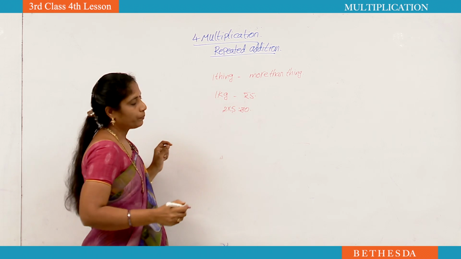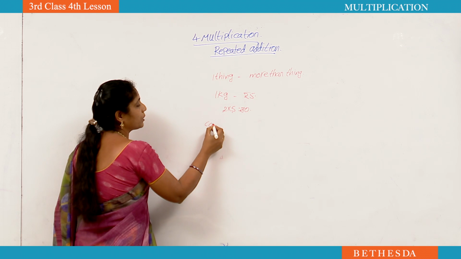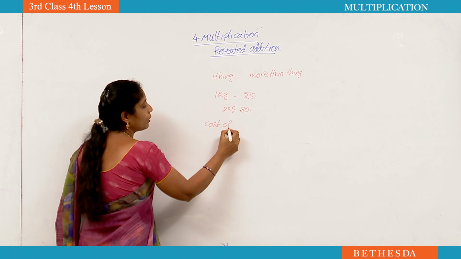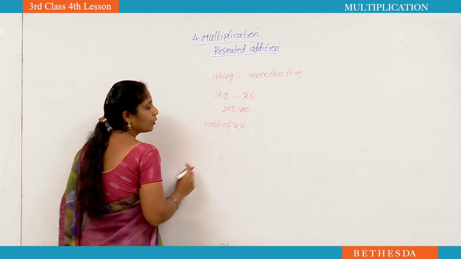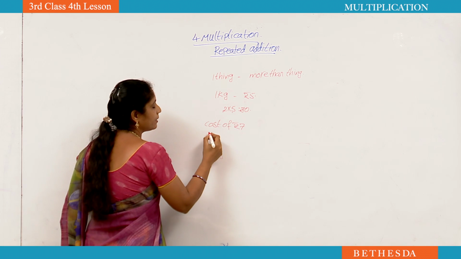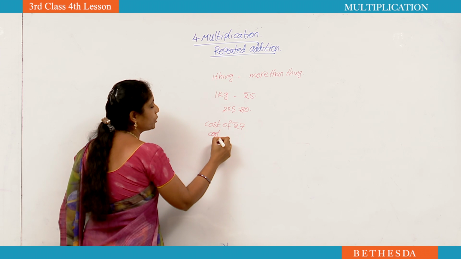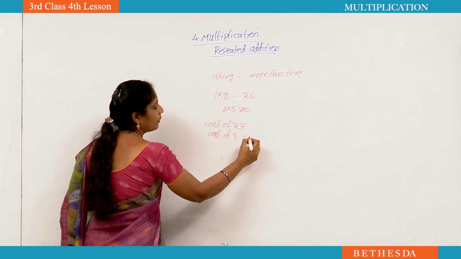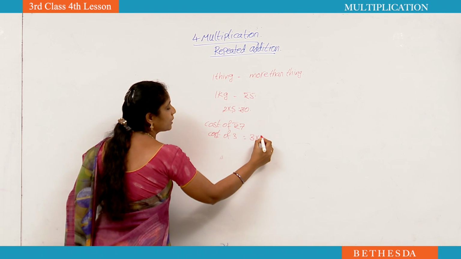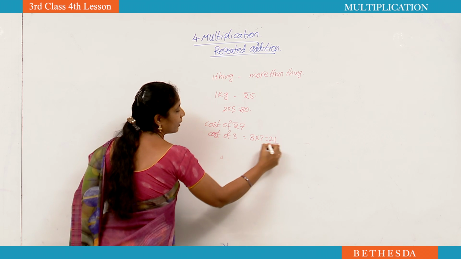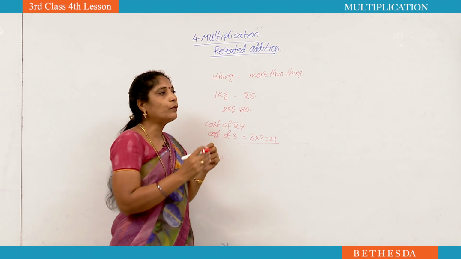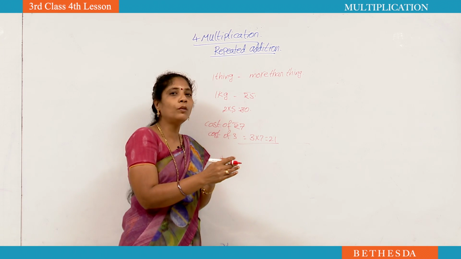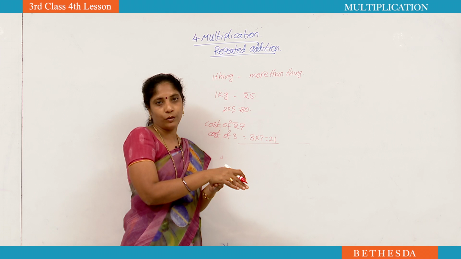For example, the cost of one chocolate is 7 rupees. You want to buy 3 chocolates. Then you have to find out the cost of 3 chocolates. Then what do you have to do? 3 into 7. 3 7s are 21. Did you understand when we have to do multiplication? If you know one thing's value and you have to find the value of more than one thing, then we have to do multiplication.